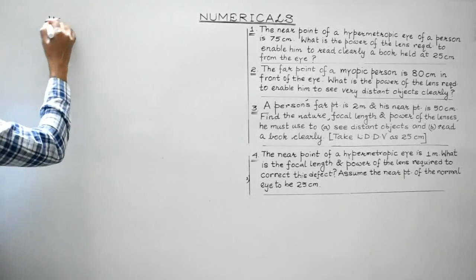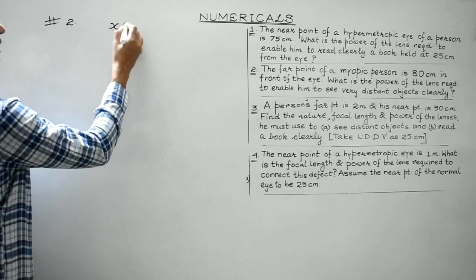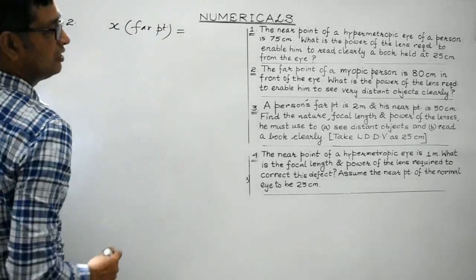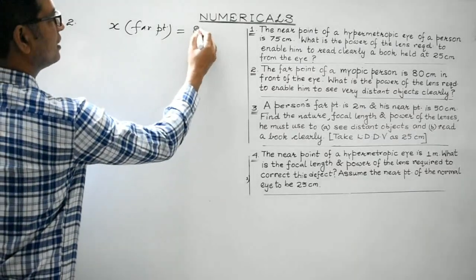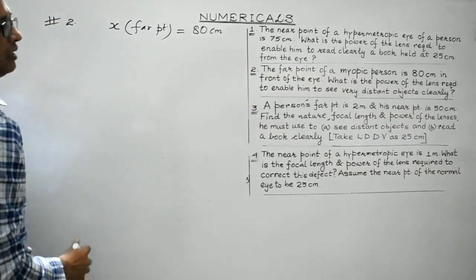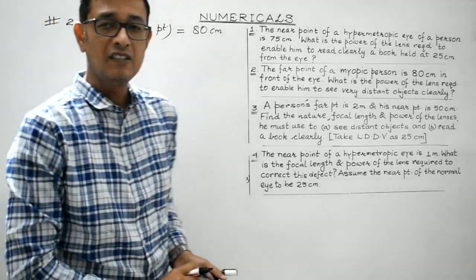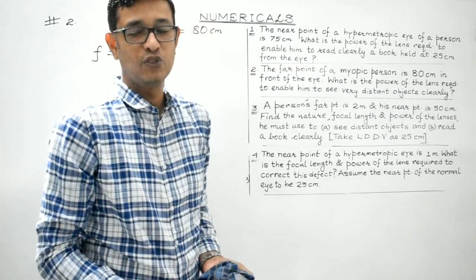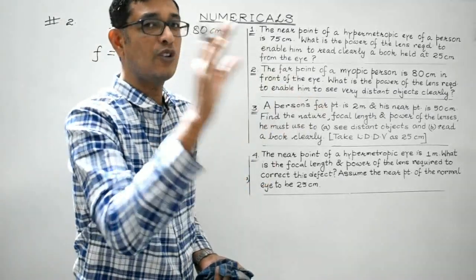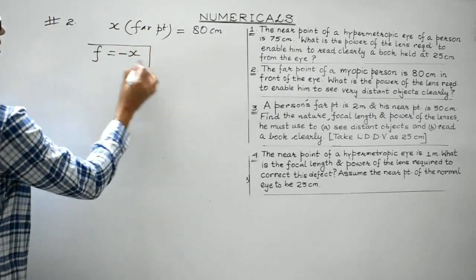So, question number 2. Far point, that is x, in this case it is the far point. It has decreased from infinity to 80 centimeter for this myopic eye. And what is the power of the lens required? Now we are aware, in order to treat a myopic eye, a diverging lens is used. And a diverging lens of focal length equal to the far point of the myopic eye. This we have already discussed, isn't it? This is the key.